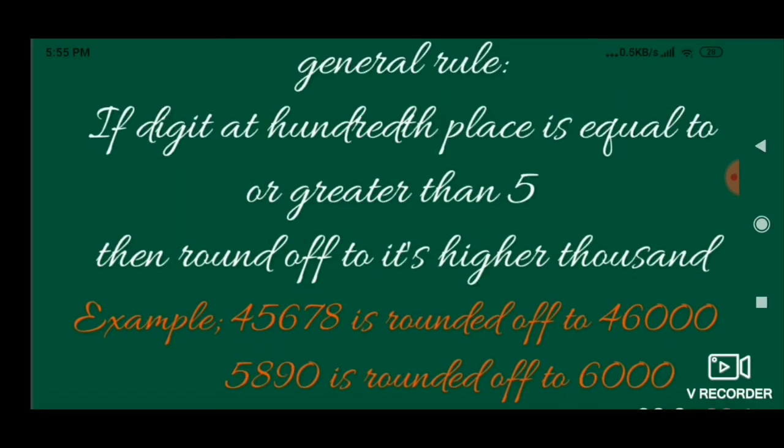While rounding off a number to its nearest thousand, if the digit at hundredth place is equal to or greater than 5, then we have to round off the number to its higher thousand. For example, on rounding off 45,678 to its nearest thousand, we will get 46,000 because the digit at hundredth place is 6, which is greater than 5. Similarly, on rounding off 5890 to its nearest thousand, we will get 6,000 because the digit at hundredth place is 8, which is greater than 5.